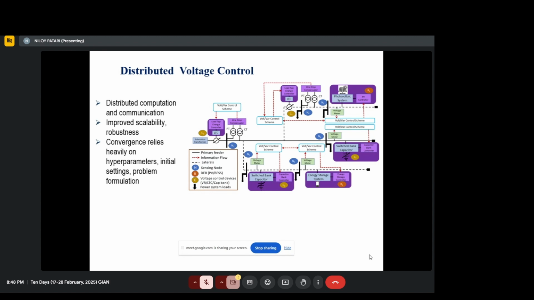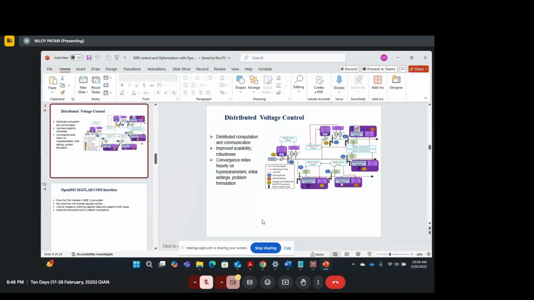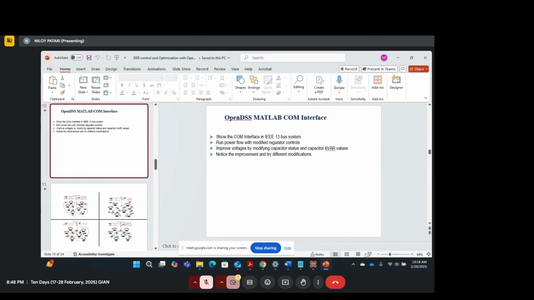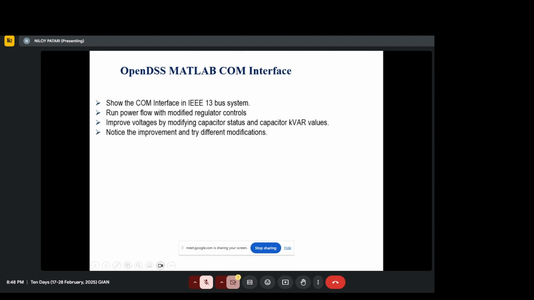Okay, so I have like 10 minutes, so I'll just jump over this thing, which is the OpenDSS MATLAB COM interface. Why this is important is that OpenDSS has the whole power system model, right? You have the whole distribution feeder model in OpenDSS. Now, suppose you want to code an optimization approach on your own, and you want to do it in a centralized, local, or distributed way, right?